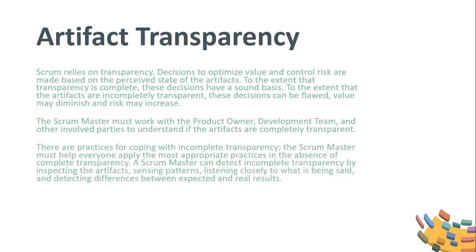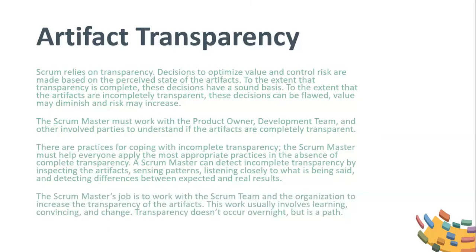Artifact transparency. Scrum relies on transparency. Decisions to optimize value and control risk are made based on the perceived state of the artifacts. To the extent that the transparency is complete, these decisions have a sound basis. To the extent that the artifacts are incompletely transparent, these decisions can be flawed, value may diminish, and risk may increase. The Scrum Master must work with the product owner, development team, and other involved parties to understand if the artifacts are completely transparent. There are practices for coping with incomplete transparency.